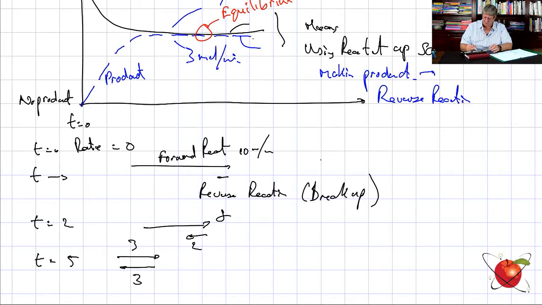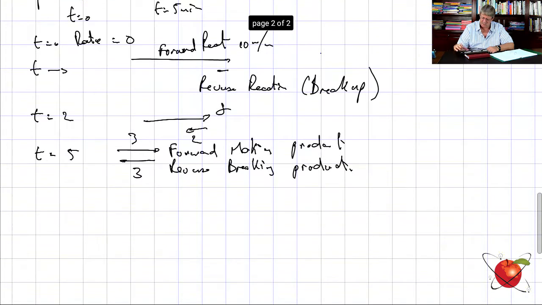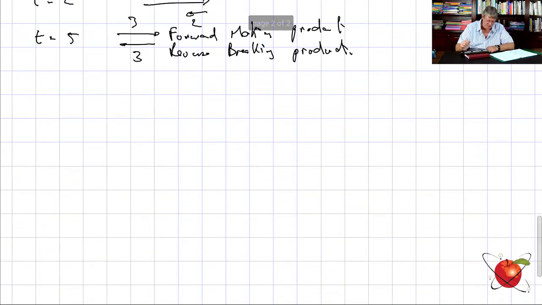Makes sense? So what we're saying here is the forward reaction and the reverse reaction, let us say at t equals 5 minutes, come to 3 and 3. Because now the forward is making product and the reverse is breaking product. Forward and reverse reactions. So over time, we notice that the rate of reaction actually joins together.